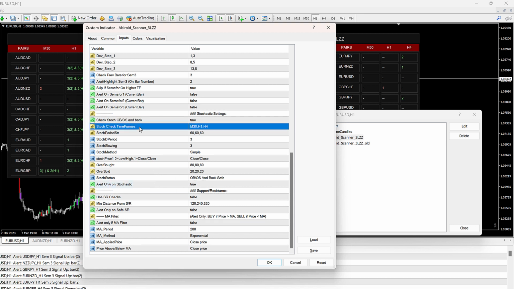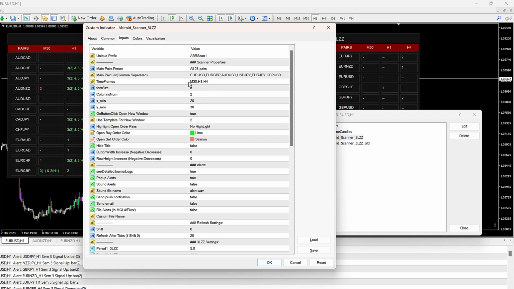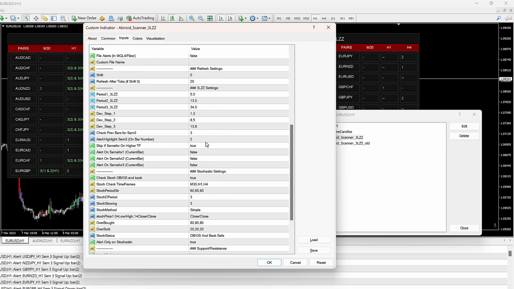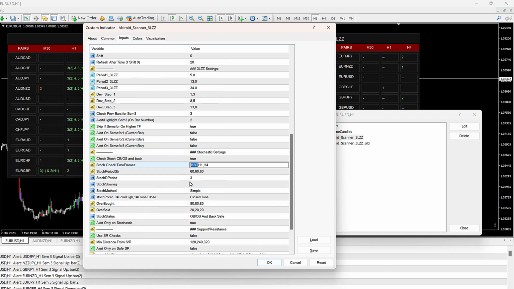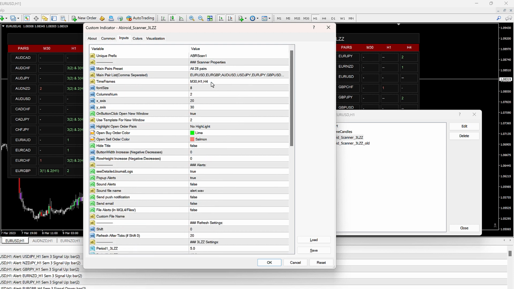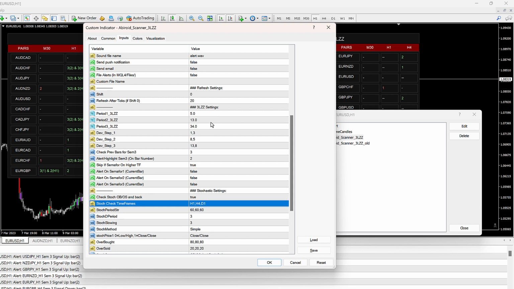And these are the time frames. So these comma separated values will actually correspond to these time frames. So right here, if you have M30, but for stochastic, if you want to check H1 for M30, like one higher time frame, you can define this something like this. So for M30, it will check stochastic on H1. For H1, it will check stochastic on H4. And finally, for H4, it will check the value for D1 stochastic.